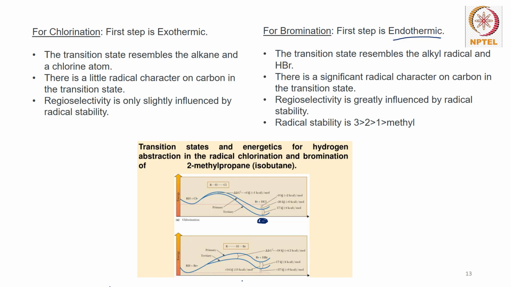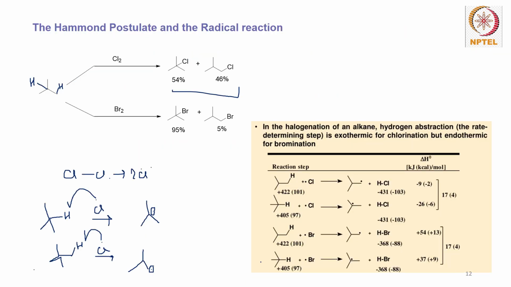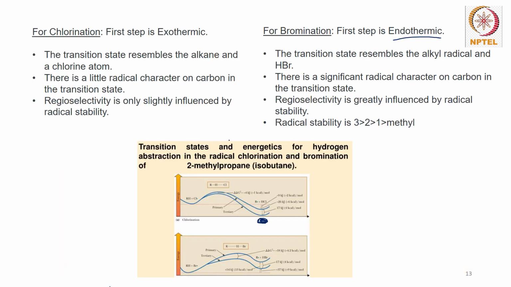So here you can see, as the radical nature is greater in the transition state, the radical stability has a huge effect on this reaction. Therefore, the 3 degree radical, as it is more stable, reacts much faster than the 1 degree radical and gives 95% of the brominated product and 5% of the 1 degree brominated product. Okay, I hope it's clear now.